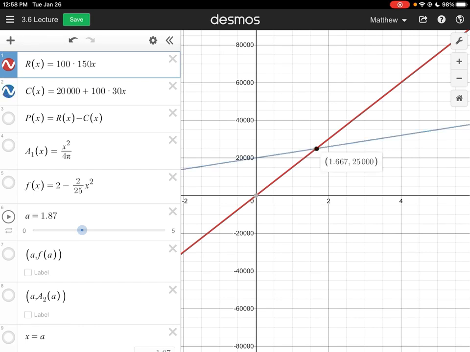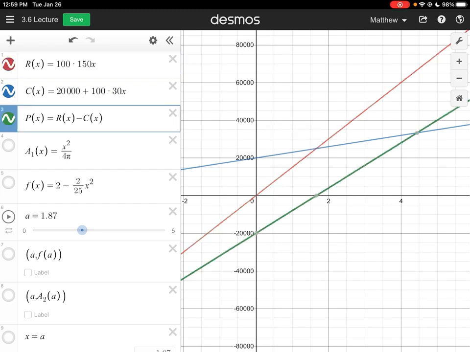Where they intersect is called the break-even point. So this point that's highlighted right here suggests that if you sell roughly 167 phones, we can expect to break even, because your revenue and your costs will be equal at $25,000. And if your costs and your revenue are equal, that means your net gain is 0. Now if I graph the profit function, you'll notice something. The break-even point, look at the x-coordinate and compare it to the x-intercept x-coordinate of the profit function. They are the same. So where the profit is equal to 0 is also your break-even point.